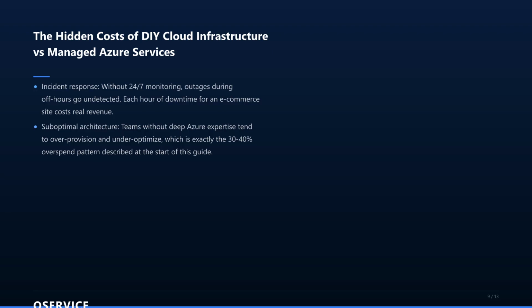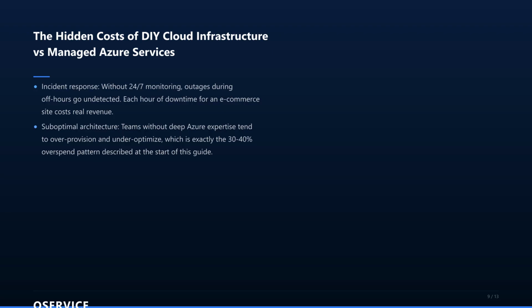Compliance gaps: SOC 2, HIPAA, and PCI DSS compliance require documented configurations and audit trails. DIY teams often discover these gaps during their first audit, at significant remediation cost. Suboptimal architecture: teams without deep Azure expertise tend to over-provision and under-optimize, which is exactly the 30 to 40% overspend pattern described at the start of this guide.